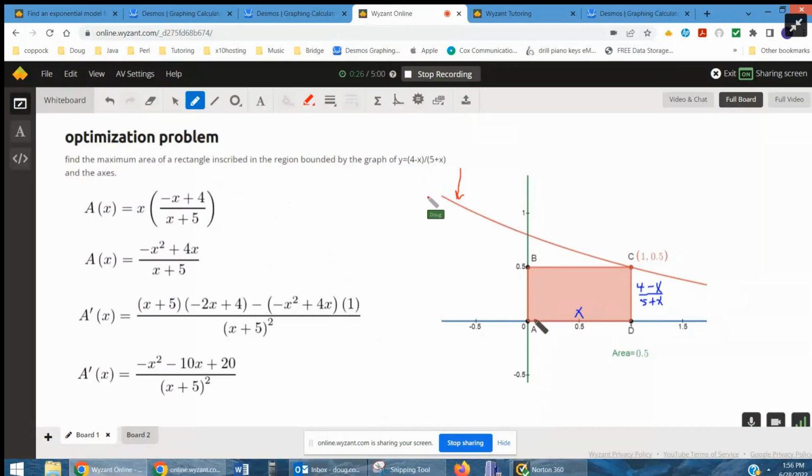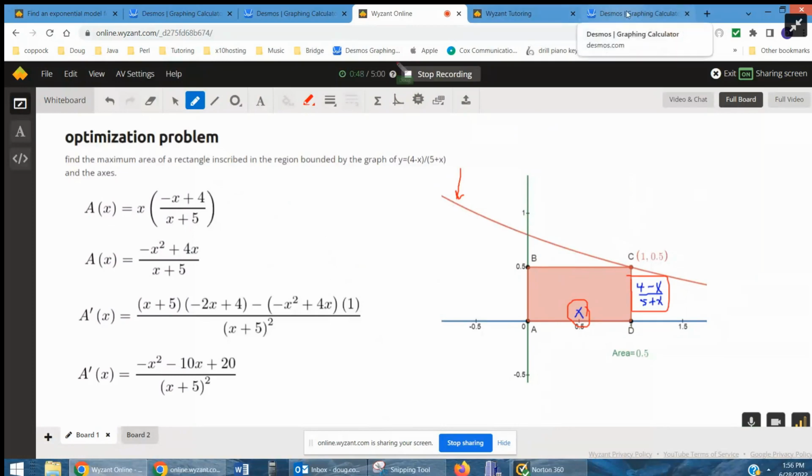Now, if you take a look at this rectangle that I have inscribed in that region right there, if I call this length x and this distance f of x, then the area of that rectangle is this x times this height. That's a function that will give you the area of this rectangle.